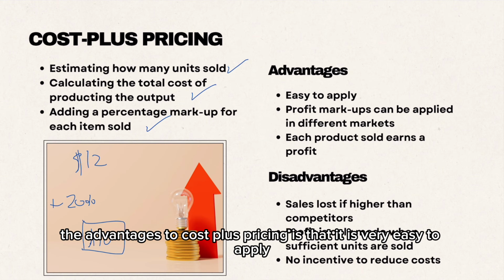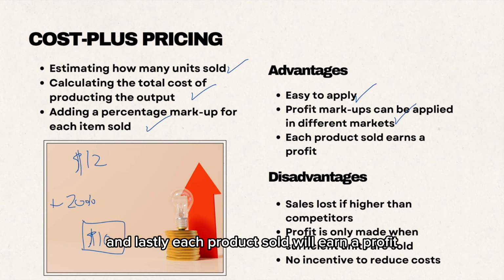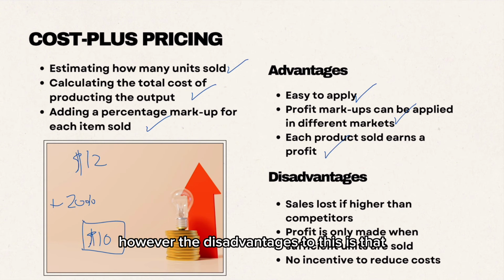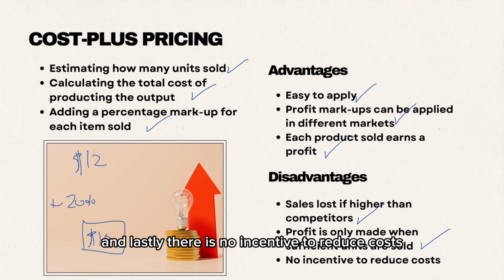The advantages to cost-plus pricing is that it is very easy to apply, and profit markups can be applied in different markets. And lastly, each product sold will earn a profit. However, the disadvantages to this is that if your prices are higher than your competitors, you will lose sales. And profit is only made when sufficient units are sold. And lastly, there is no incentive to reduce costs.